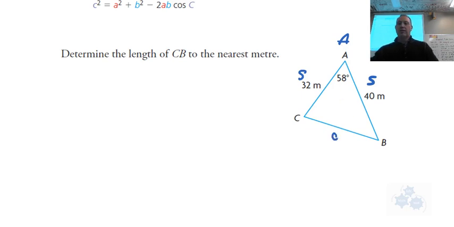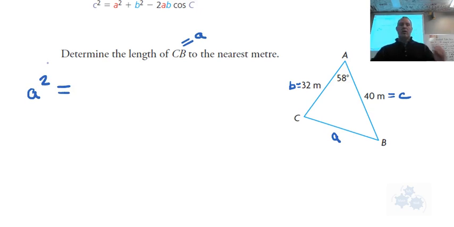So guess what? Here is A. It's opposite of big angle A. This is side little b, and this is side little c. So what I'm trying to find is the length of CB. That is little side A. So I am going to start with A squared. That's the side I'm trying to find, so I'm going to start with that on this side. Now you help me out. From what we know, what do I put over here? B squared plus C squared. Okay, stop right there.